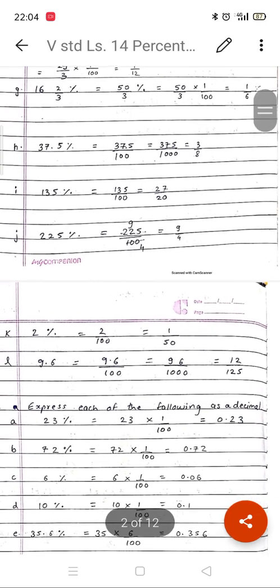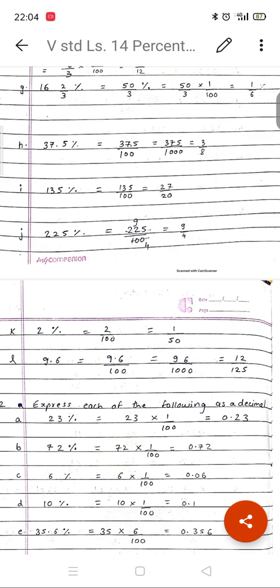Let's move on to H. Here we have 37.5%. As we can see, there is one digit after the decimal point. So what we will do is, we will erase the decimal point. To erase the decimal point, we will add 1 0 in the denominator and it will become 1000. And we will continue to solve it. So the answer we get over here is 3 upon 8.